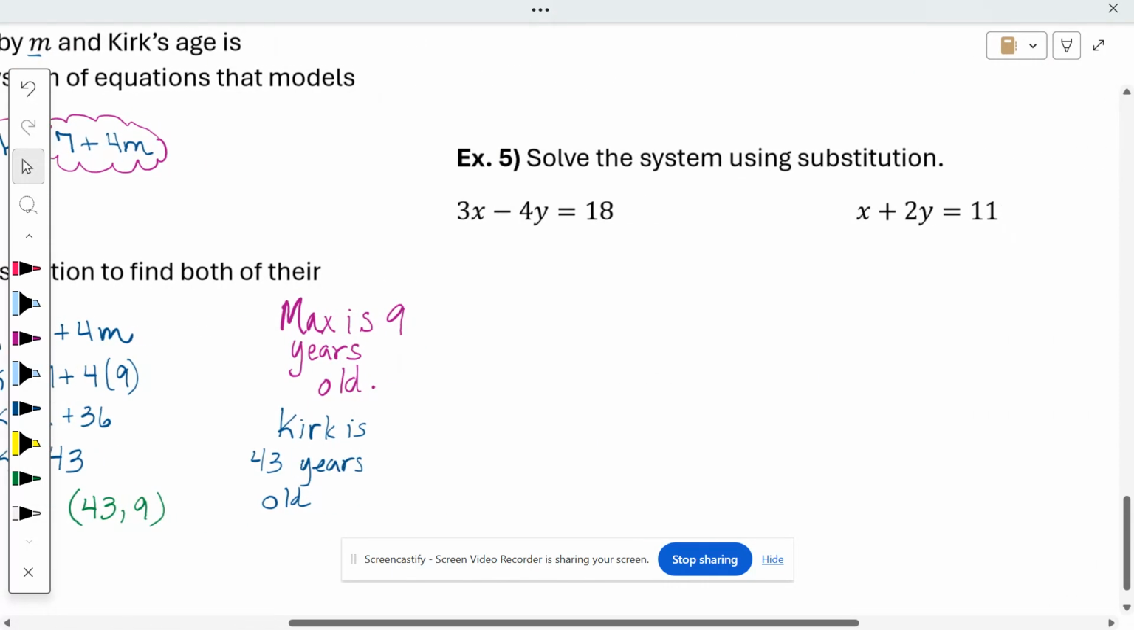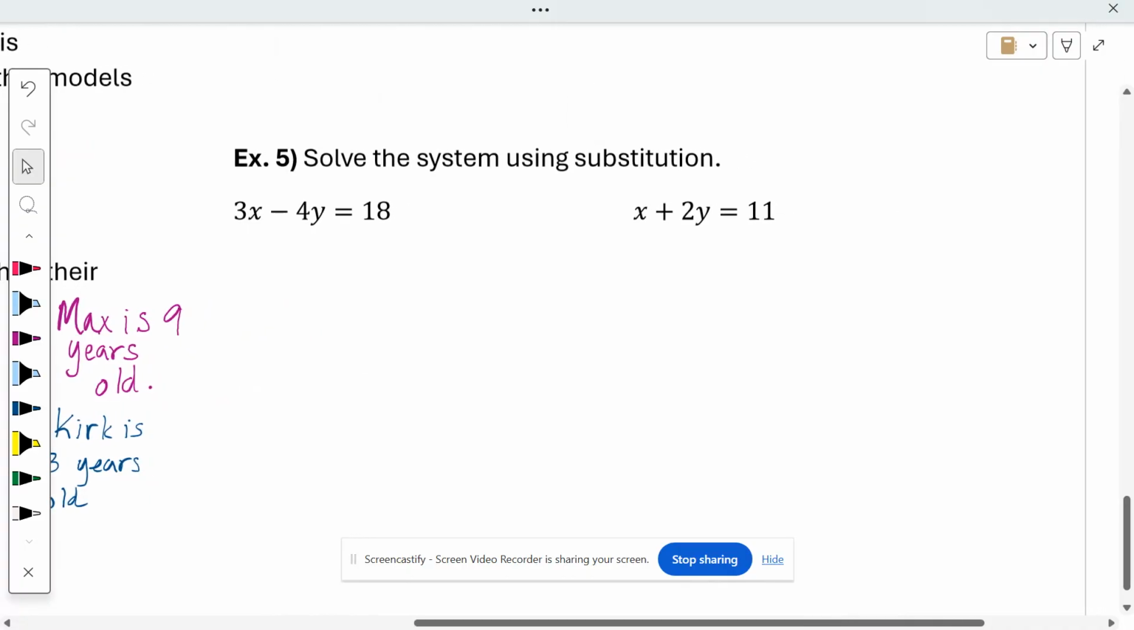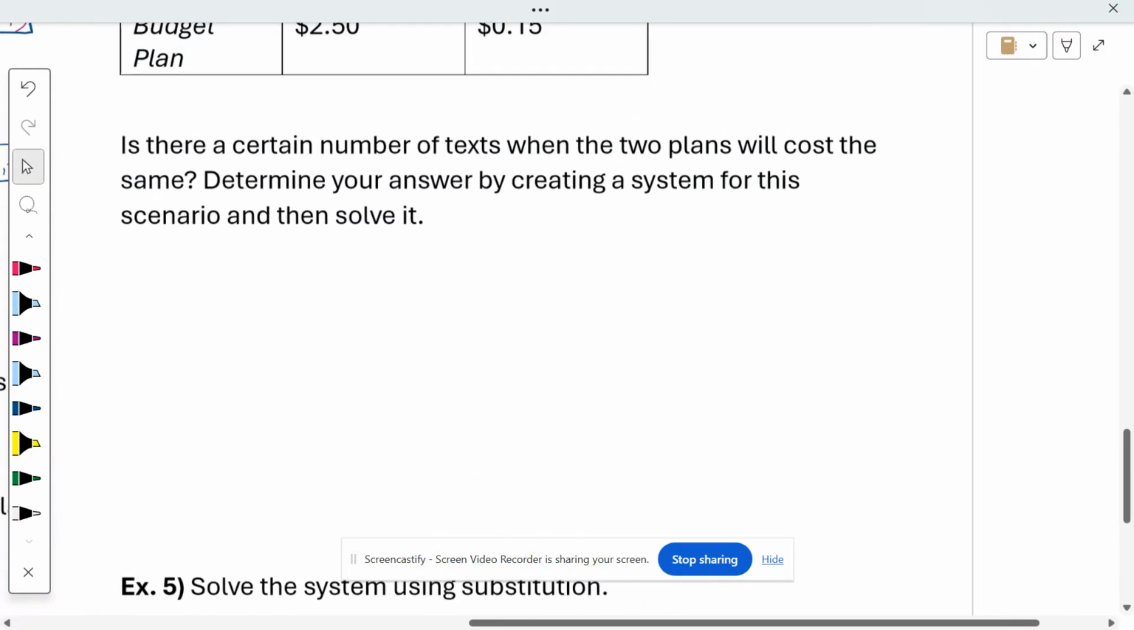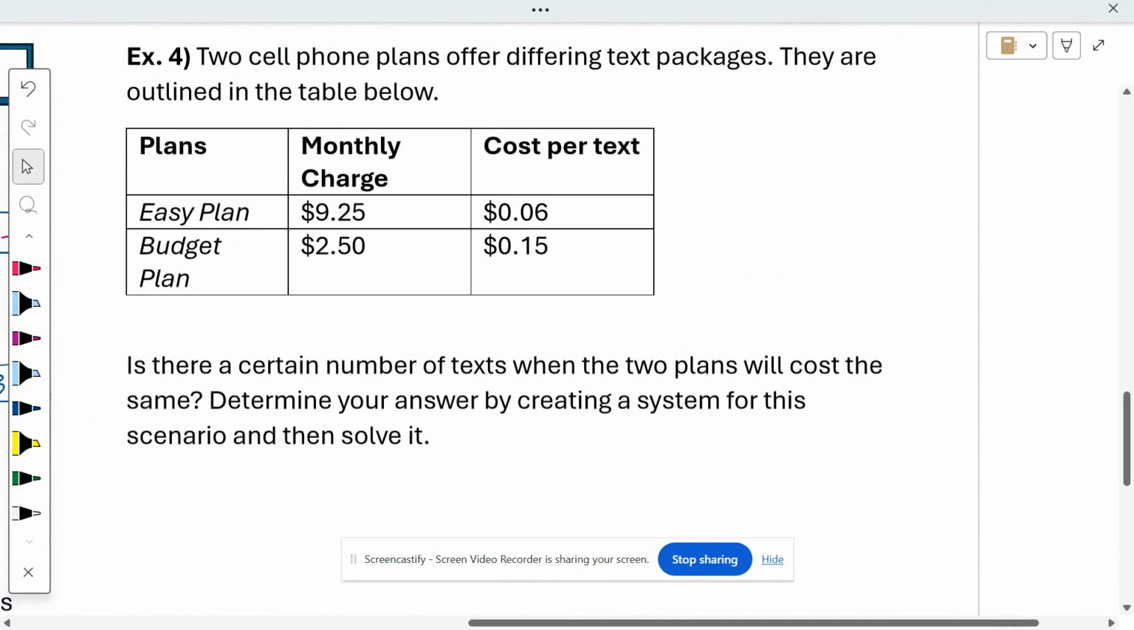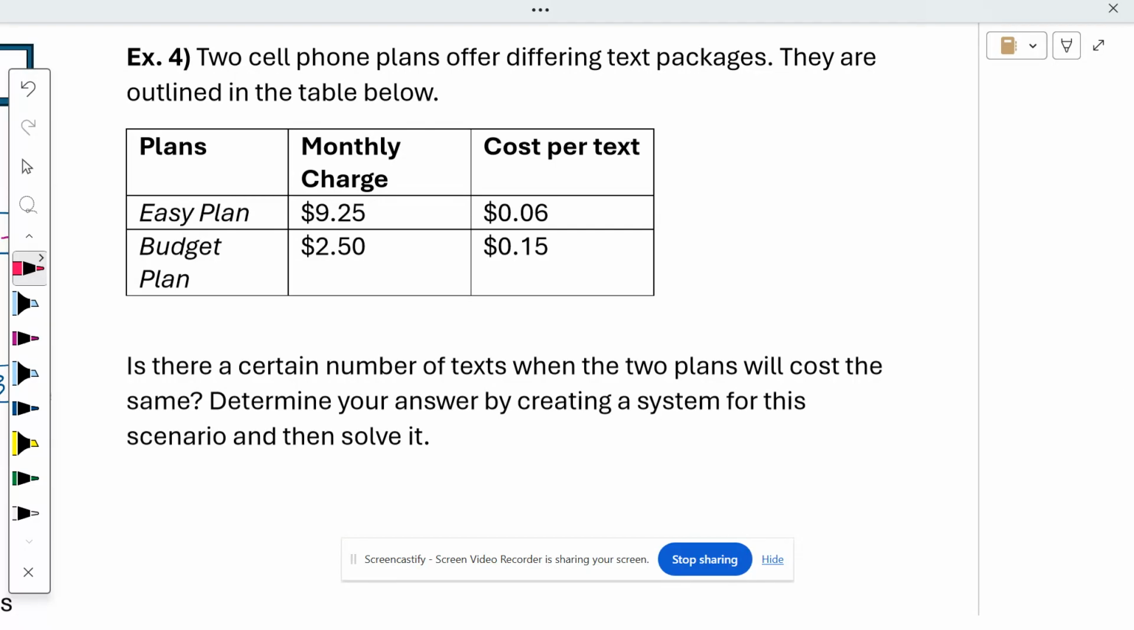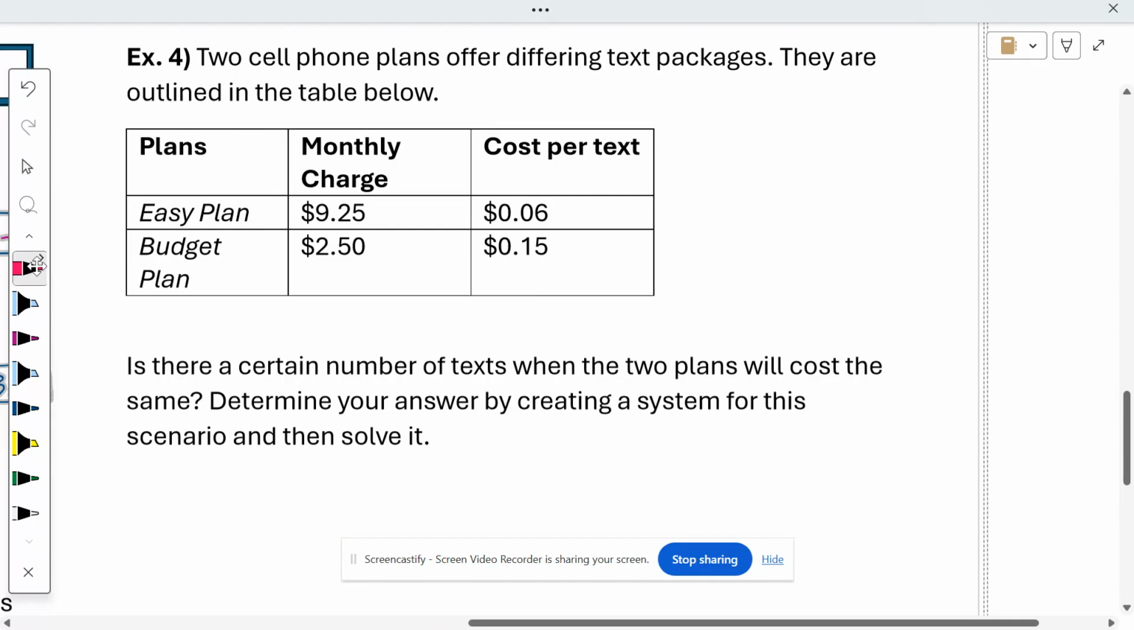Okay, example number 4. So sometimes you're going to be given a system in terms of a table, right? So 2 cell phone plans offer differing text packages. They're outlined in the table below. So the easy plan has a monthly charge of $9.25, and you're going to pay 6 cents per text. The budget plan has a monthly charge of $2.50, and you're going to pay 15 cents per text.